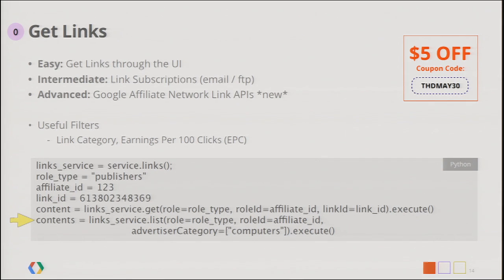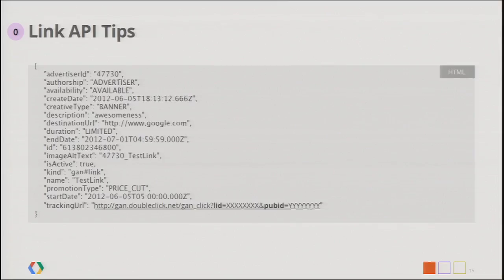Let's take a very quick look at what is actually returned from these calls. You should get a JSON object that looks something like this. The most important thing is the tracking URL. The tracking URL allows you to paste it onto your website and get credit for all clicks that go through it.